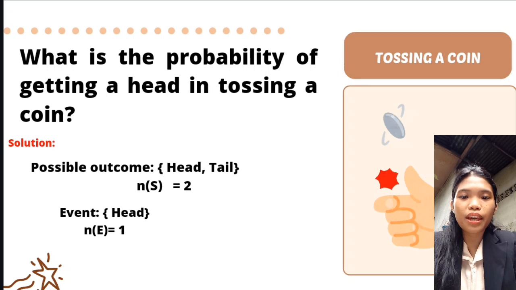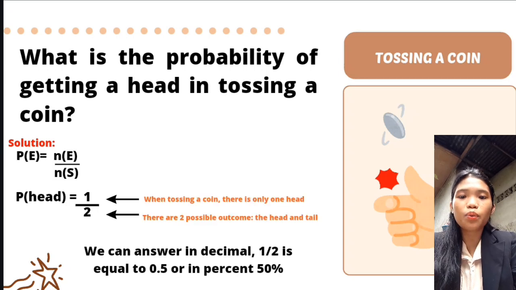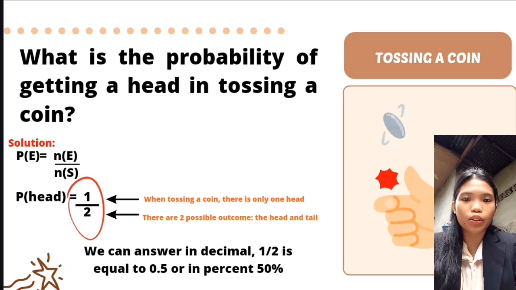Now let's proceed to the number of events, or the number of heads when we toss a coin. Number of head is only 1. It is because there is only one head in one coin. So now let's use the formula, which is P of event is equal to the number of favorable outcomes over the number of total possible outcomes. Since we already found the number of head, or the number of event, is equal to 1 and the number of total possible outcomes is equal to 2. Therefore, the answer is 1/2.